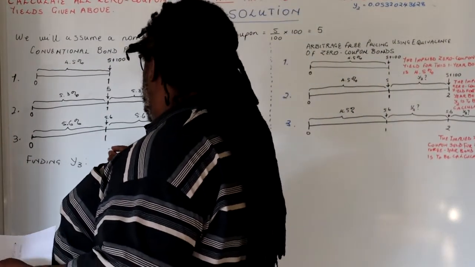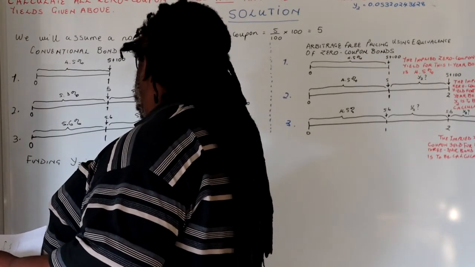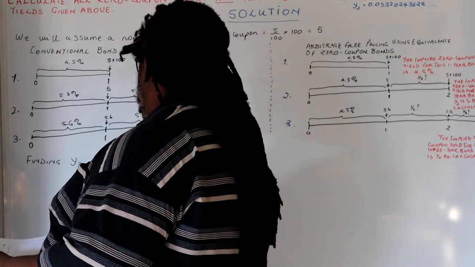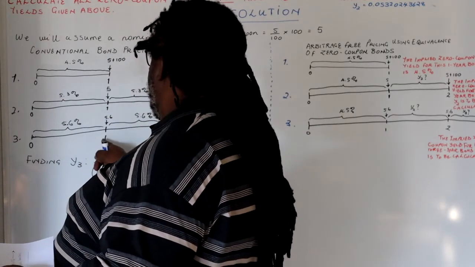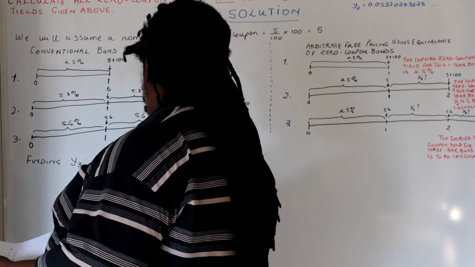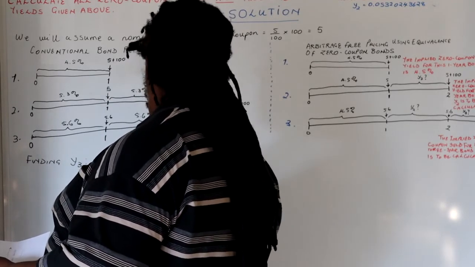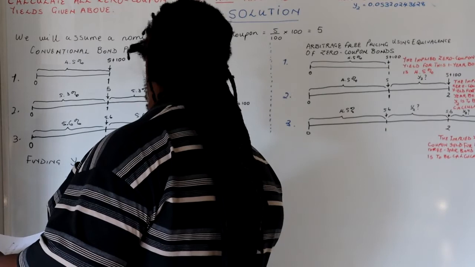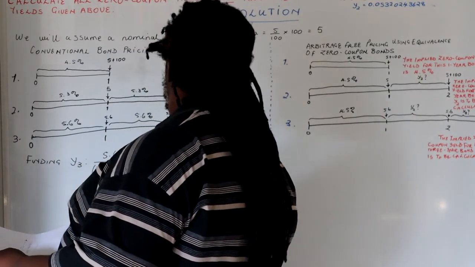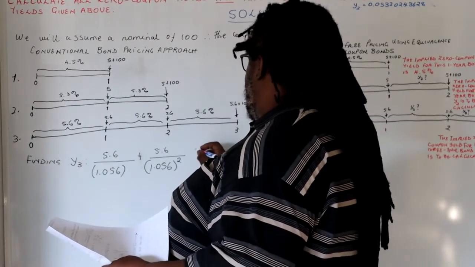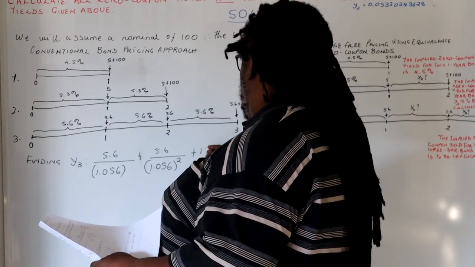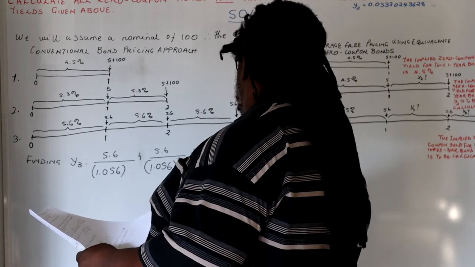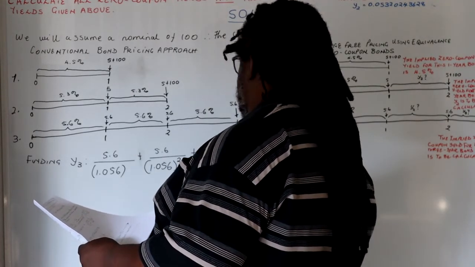We will have 5.6 over 1.056 for the first coupon payment, plus 5.6 over 1.056 squared for the second coupon payment, and then we will have 105.6 over 1.056 to the power 3.